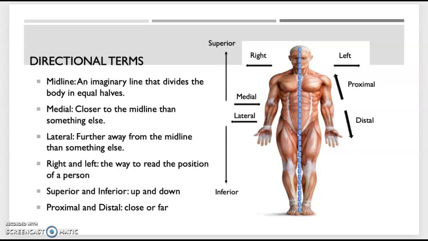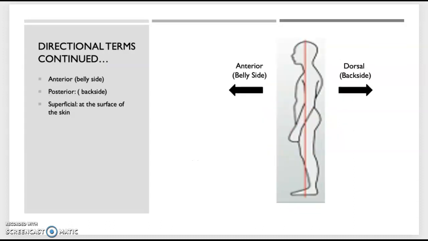And there is also distal and proximal directions, which would be the elbow being proximal to the wrist and the knee being distal to, like, let's say the thigh. We can also cut the body with the front and back side, which would be anterior and dorsal. So the belly side is the anterior, the back side would be considered dorsal. And there's also superficial, which is anything that's on the surface of the skin, nothing too deep.